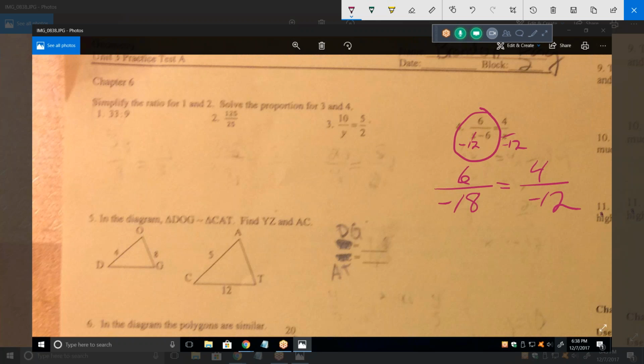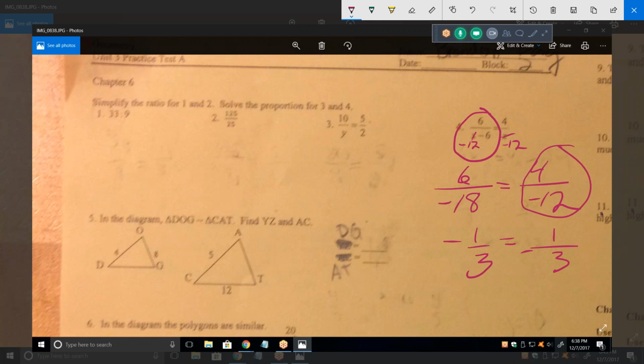In other words, I can actually simplify both of these. I can divide this one on the left by 6, top and bottom, to give me 1/3. And the one on the right, I can divide top and bottom by 4 to give me negative 1/3.